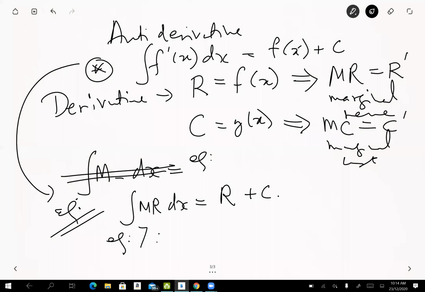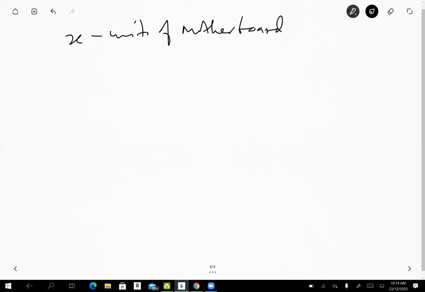So if you look at example 7, it's about the revenue from the sale of motherboards. Here x is units of the product, which is motherboard, and revenue is in dollars. So that is the revenue from the sale of the product. You are given the marginal revenue as per the example. Now, how do you get the revenue?